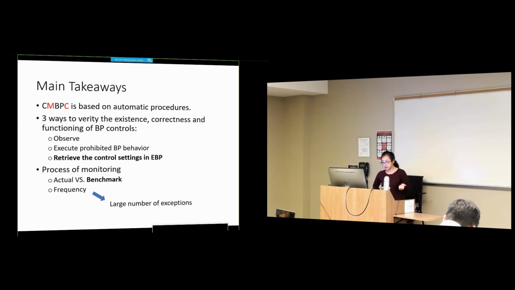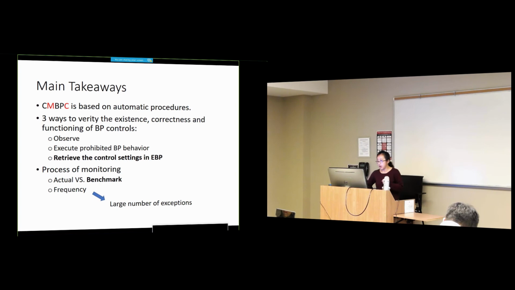And the third way is we retrieve the control settings from the ERP system. Basically, this is done by some code, and you look at the underlying control codes in the system, and this is a read-only process. So through this process, you're not going to change anything. So it is perceived as a safe and independent way. In this project, we basically use the third method to verify the BP controls.